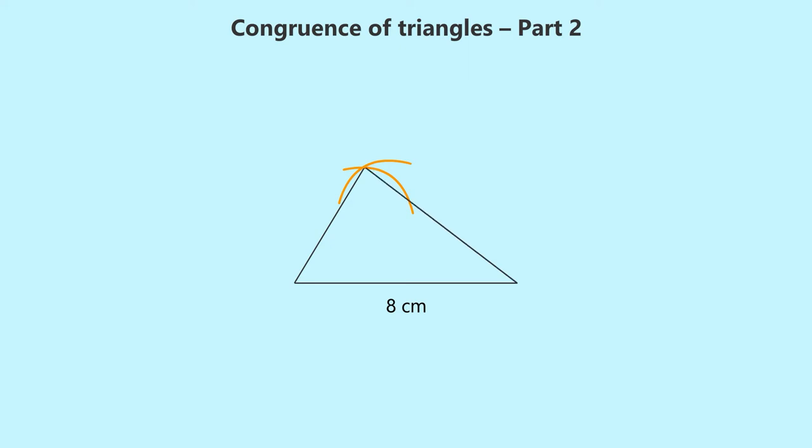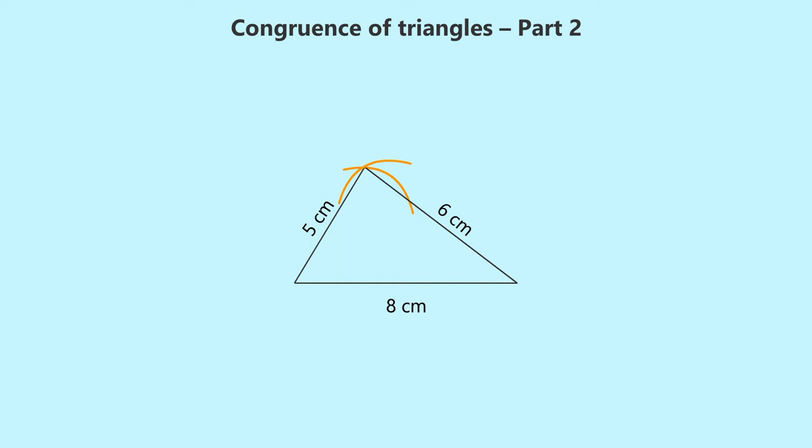Now, what can we say about the intersection point of the two arcs? Since this intersection point is on both the arcs, it is at a distance of 5 cm from one end point of the line segment and 6 cm from the second end point of the line segment. This means that when we join the intersection point to both the end points of the straight line segment, then the lengths of the sides of the triangle so formed will be 8 cm, 6 cm and 5 cm.